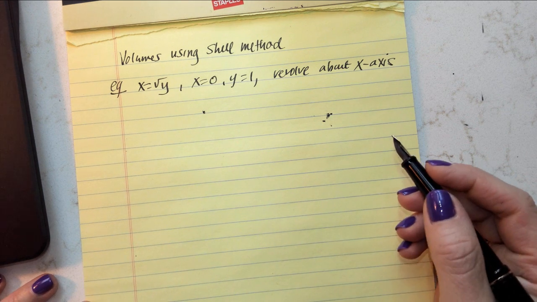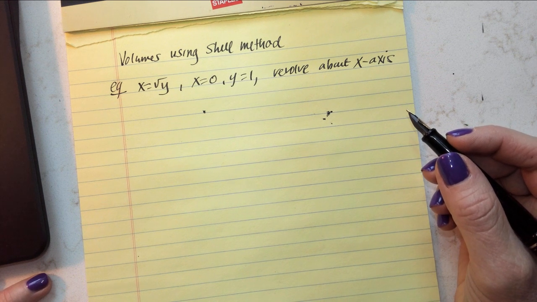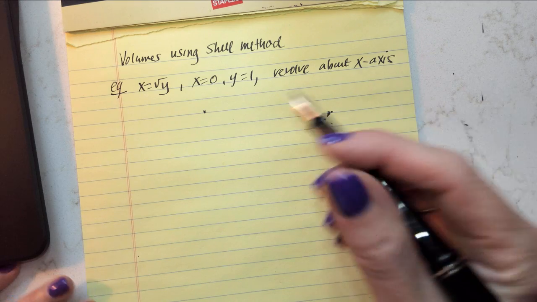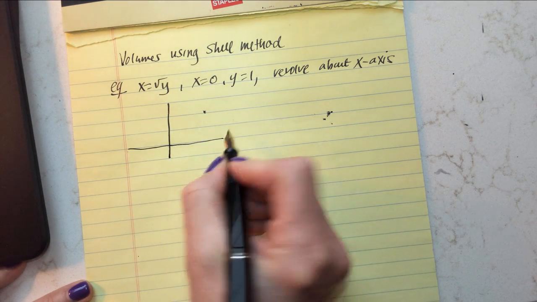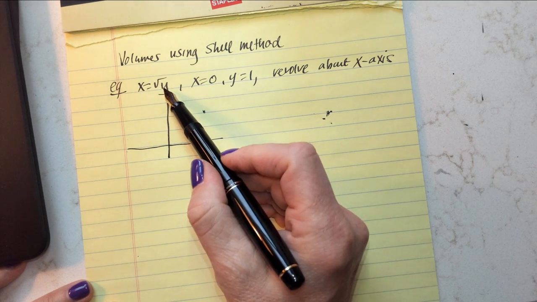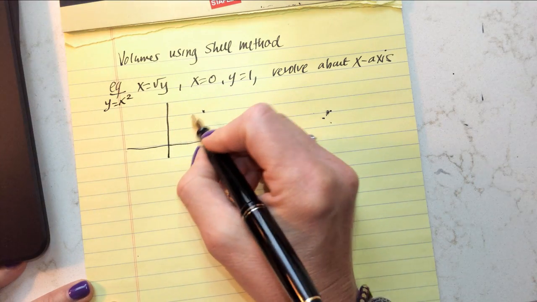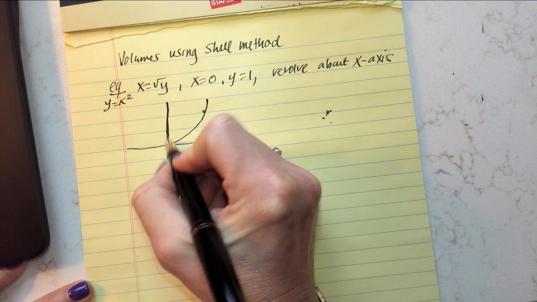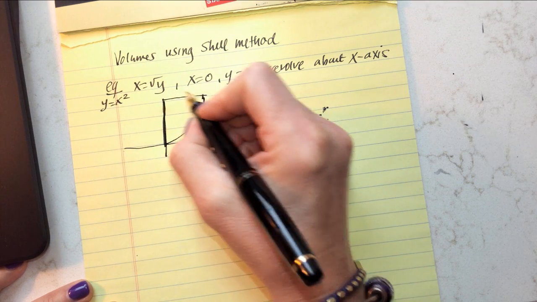Okay, so in this problem here, I want to show how you can do this problem using the shell method for calculating volumes. So let's go ahead and graph this region. We're looking at the graph of x equals the square root of y. Well, of course, that's the same as y equals x squared. So y equals x squared, x equals 0 is the y-axis, and we have y equals 1. So this is our region here.